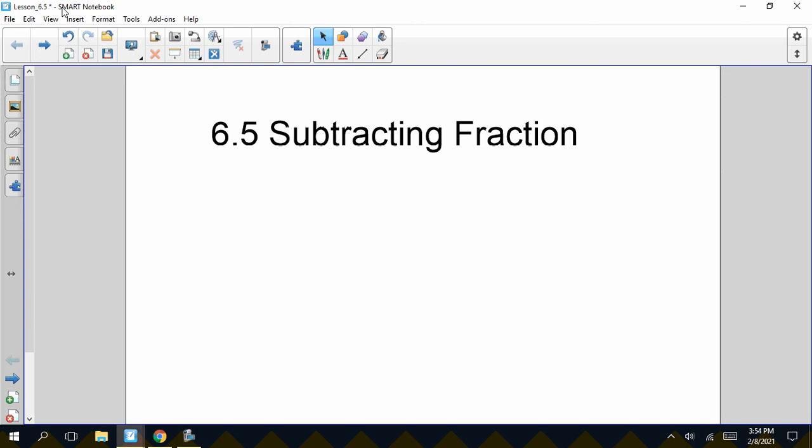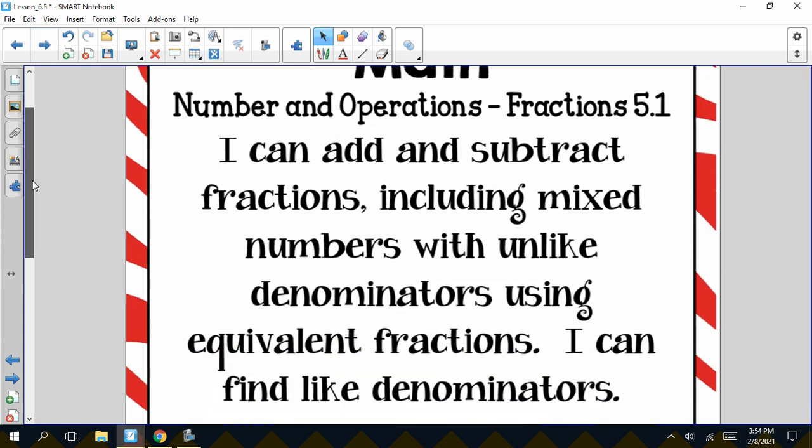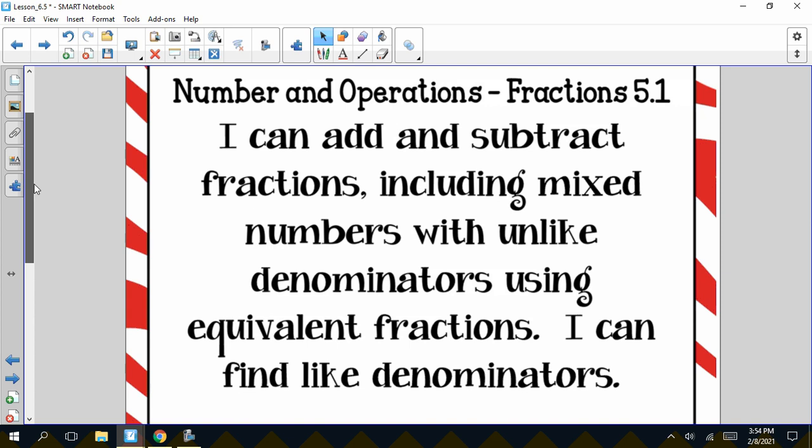Hi, fifth graders. Today we're going to do lesson 6.5, subtracting fractions. Our standard says that we can add and subtract fractions, including mixed numbers, with unlike denominators using equivalent fractions.